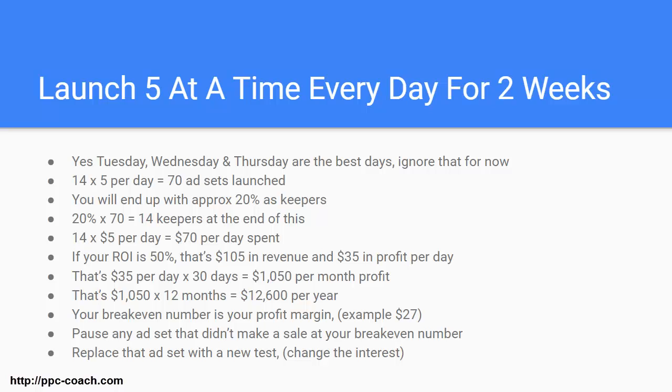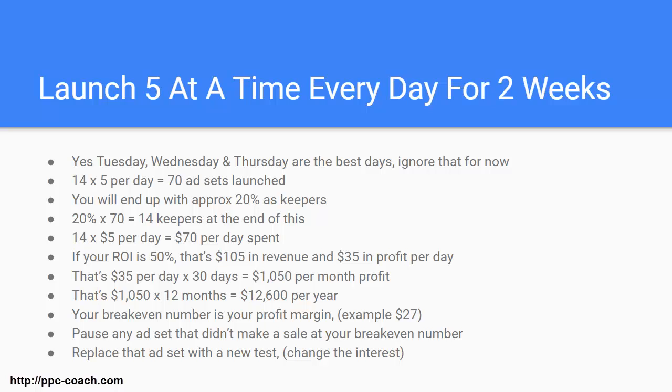So I'm going to go through this fairly quickly, but the key is launching 5 at a time every day for 2 weeks. I know Tuesday, Wednesday, and Thursday are the best days, but please ignore that for now. Consider 14 days times 5 per day. That means 70 ad sets launched.